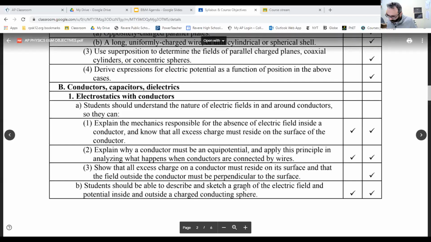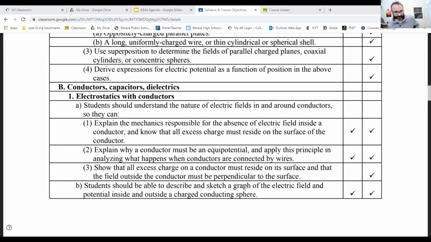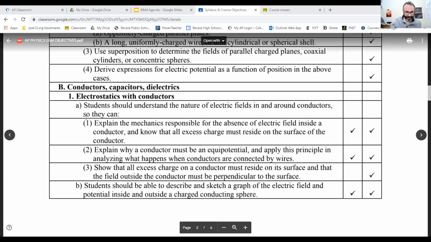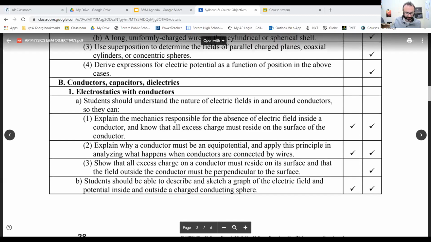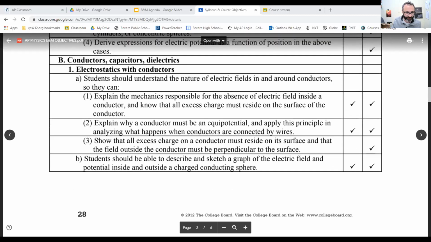All right, so we're finally up to objective B, and we're looking at basically A and B sub-objectives here today. Yeah, that's right.